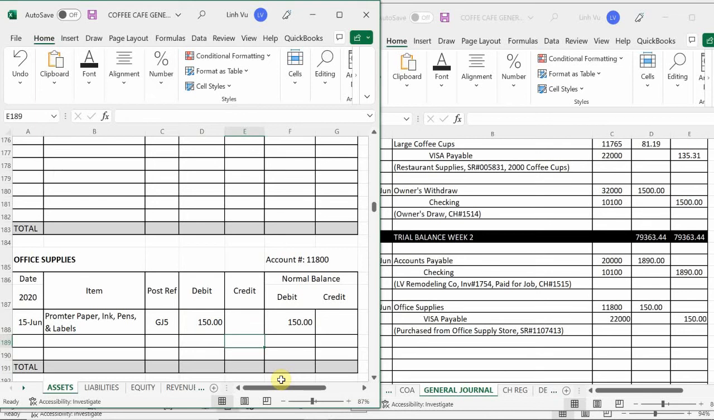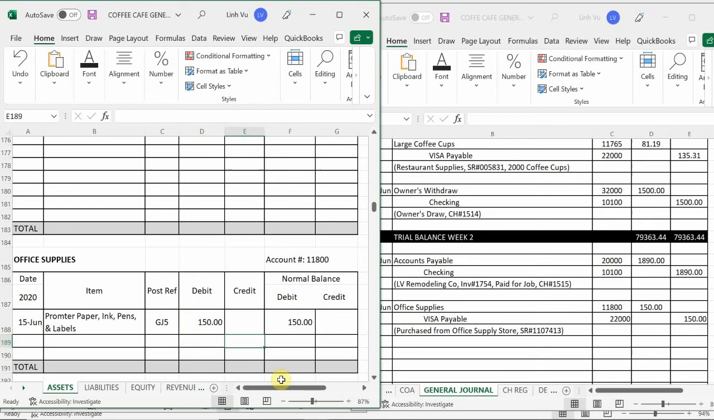Which account is next? Would it be the computer? No. Look at your journal. What did you just write in your journal? We just journalized that we bought office supplies. How did we pay for those office supplies? With a business credit card.